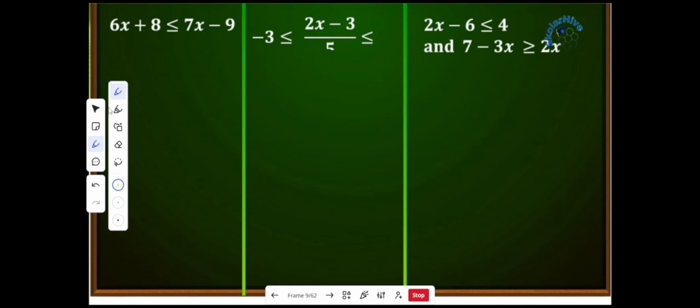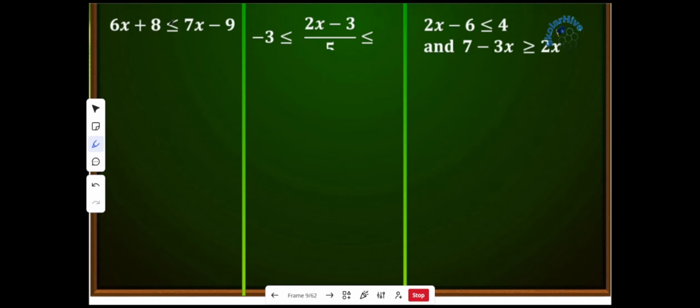Now, to see this example: 6x plus 8 less than or equal to 7x minus 9. Here we have variables on either side of the inequality, so we want to isolate the variables. First, we'll move this 8 to the other side.